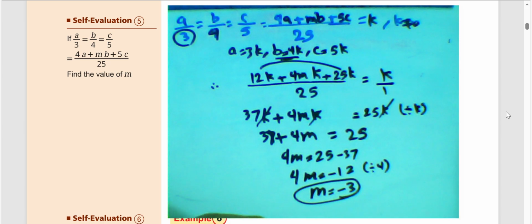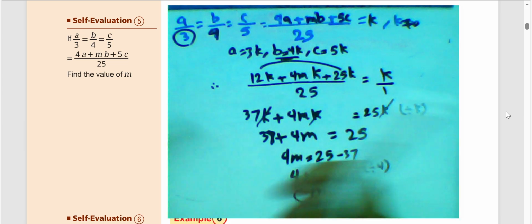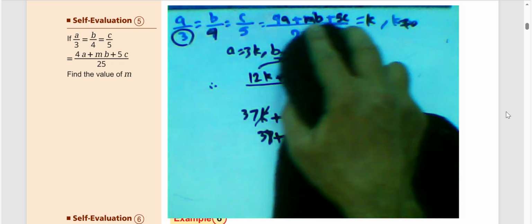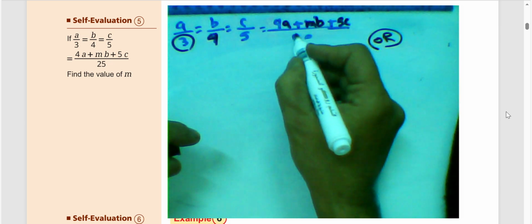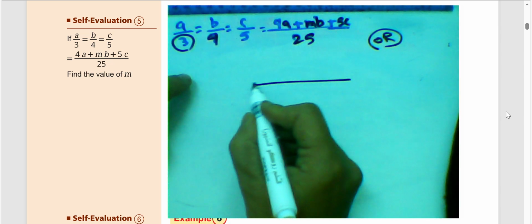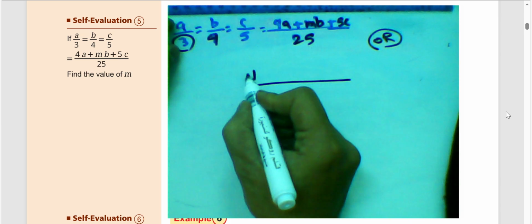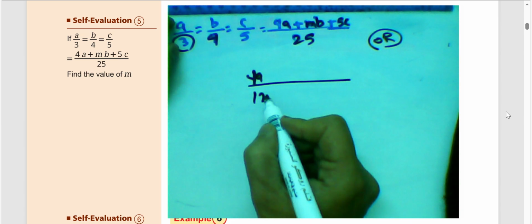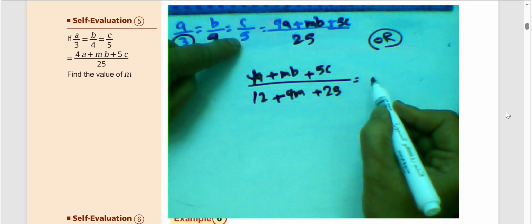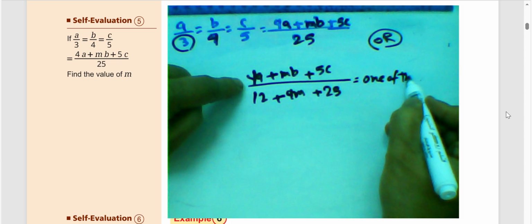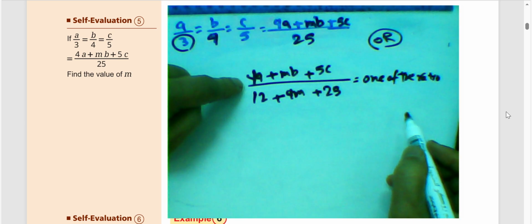Okay, you can use any method you like to find the answer to this example like this, or I will solve the example by another method. What is the other method? In the other method, I will look at here 4a: 4 times the numerator, 3 times 4 equals 12. And also m times the numerator, add m times b, plus 4 times m. And 5 times c over 5 times 5 is 25, equals one of the ratio. Okay, the result equals one of the ratio.